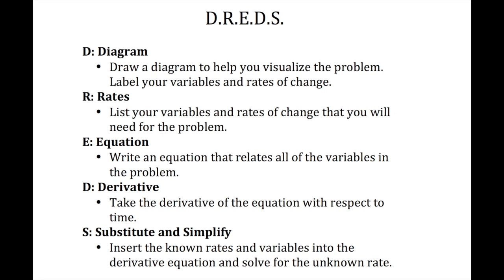Next, you'll want to write an equation that relates all of the variables in the problem. Then you'll want to take the derivative of the equation with respect to time. Finally, substitute and simplify. You'll want to insert the known rates and variables into the derivative equation and solve for the unknown rate.